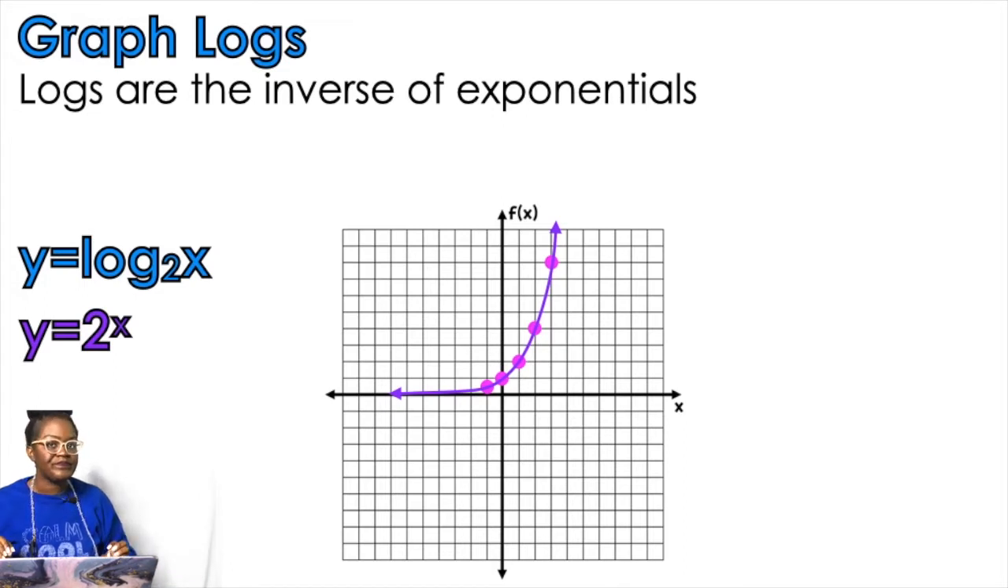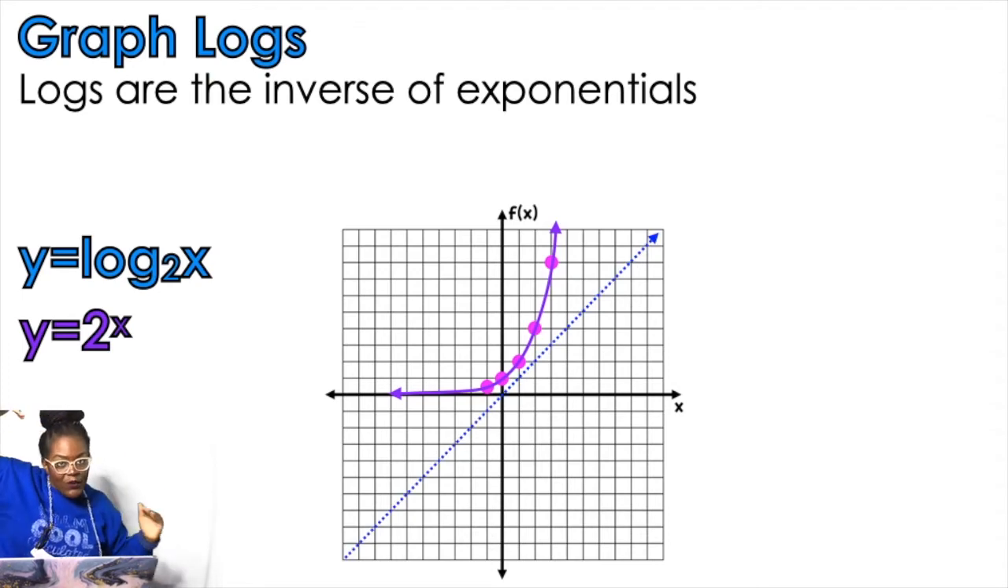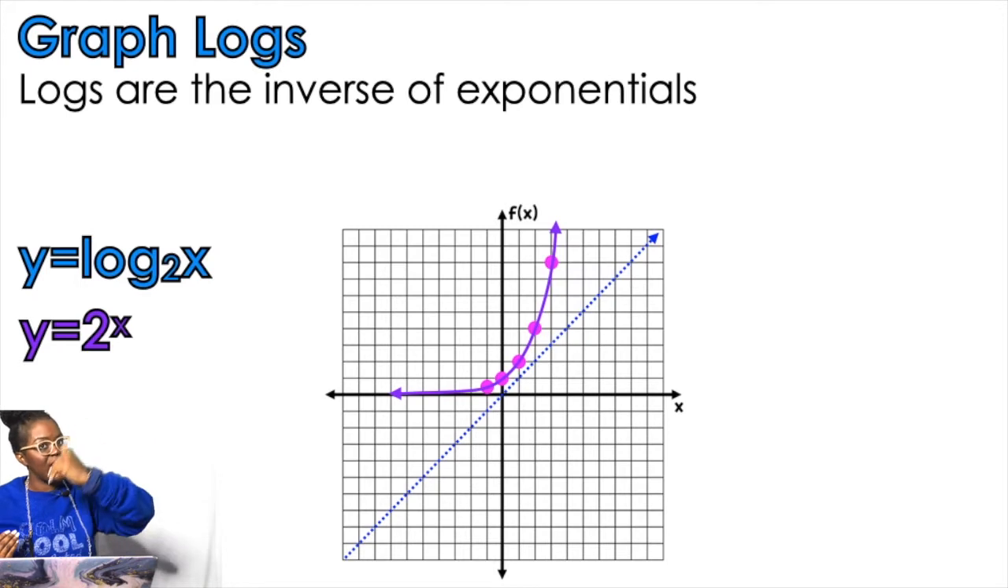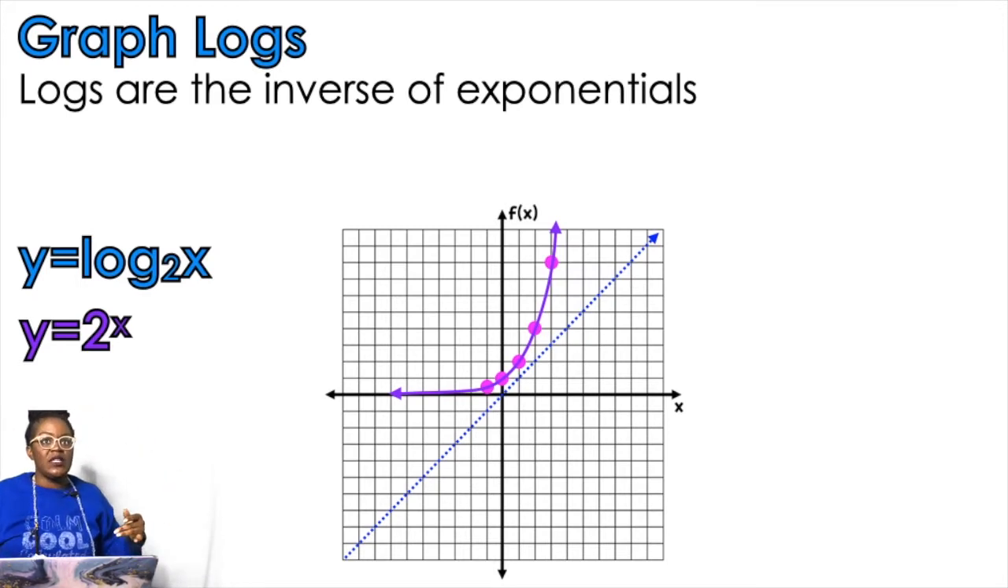Now, what I need to do, now that I've graphed the exponential function, is reflect these points across the line y equals x. This is the line y equals x. And a property of inverses is that if I reflect those points across that imaginary line, I will get the inverse. And in this case, that would be log base 2 of x.